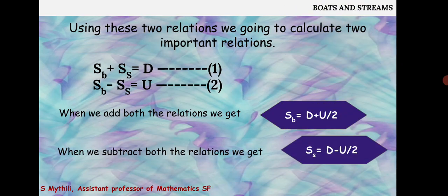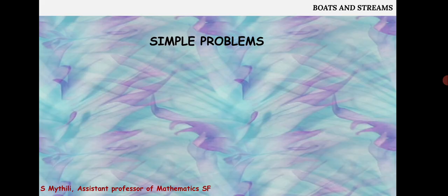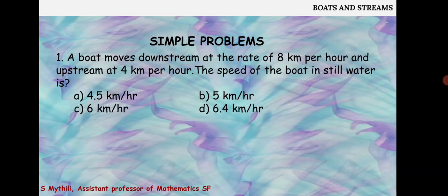When we subtract both the relations, we get speed of stream is equal to (downstream minus upstream) by 2. So, these are the two important relations about the downstream and upstream. Now, you have cleared downstream and upstream. In downstream the speed is going to increase and in upstream the speed is going to decrease, and we know the relations. So, here we have to solve some simple problems.